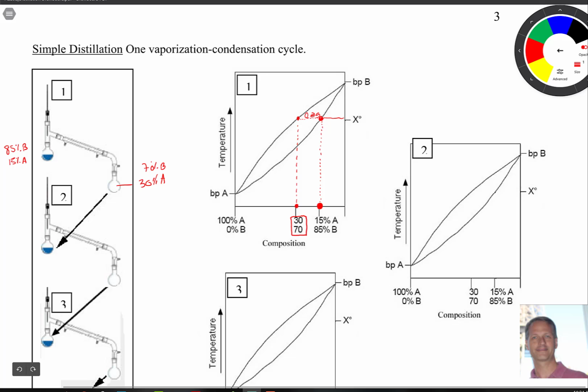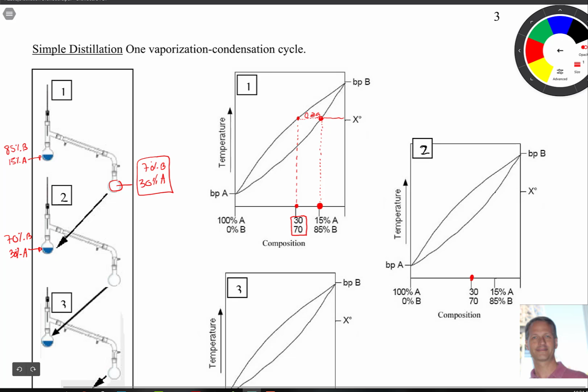Now remember, I said we could take that and we could distill this again. So we could do a 70% B here, 30% A. So that's what we're going to put in this. So we're taking this stuff and we're going to distill it again. So it's our second cycle. So there's our first cycle. Here's cycle number 2. So in this case, we're starting off right here.